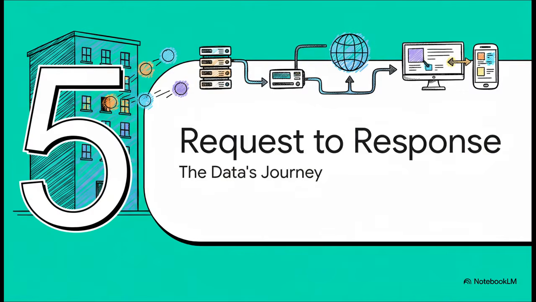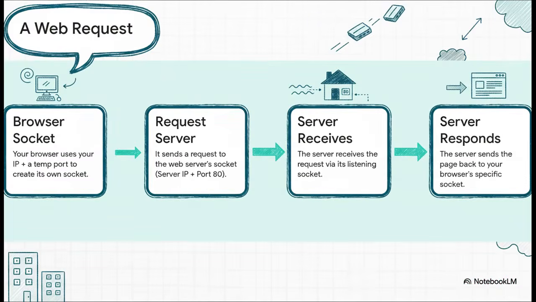So, let's put this all together. Let's trace how this works in the real world with something we do all the time, loading a web page. Okay, so first your browser needs to send a request. To do that, it creates its own socket using your computer's IP and some random temporary port number. Second, it sends its request for the web page over to the web server's well-known socket. That's the server's IP address plus good old port 80. Third, the server gets the request through its socket. And fourth, and this is the magic, the server knows exactly where to send the web page back to. Not just your IP address, but to the unique socket your browser created in step 1. That's how it gets to the right app and even the right browser tab.